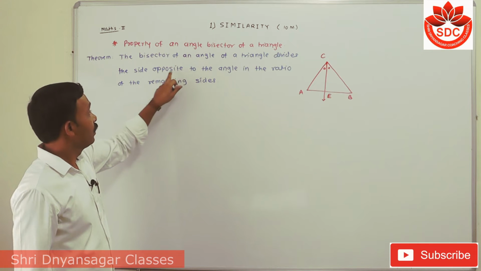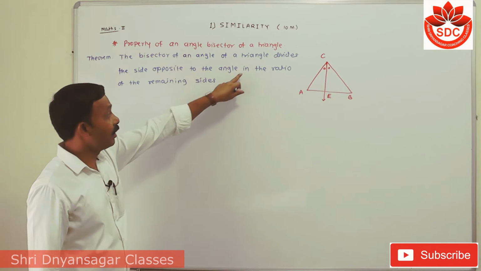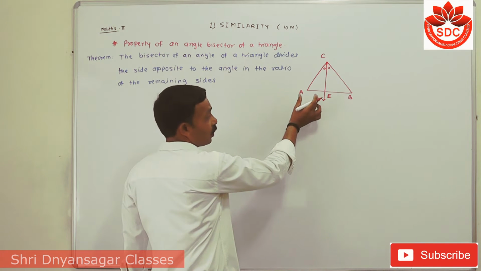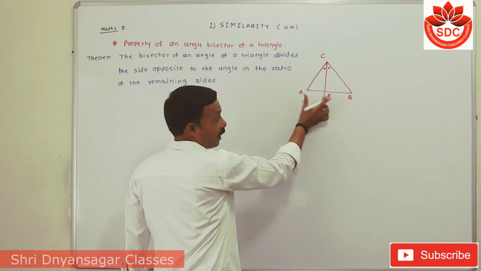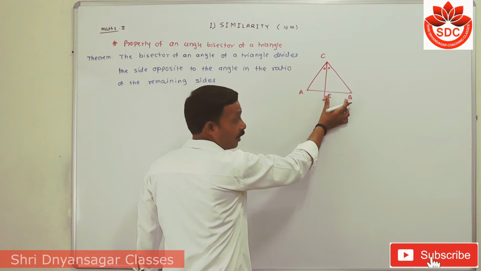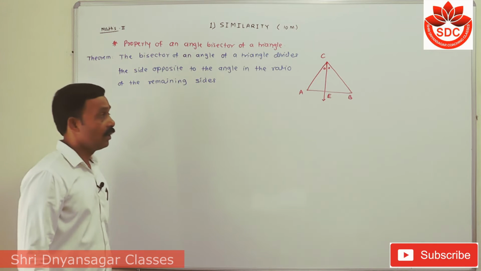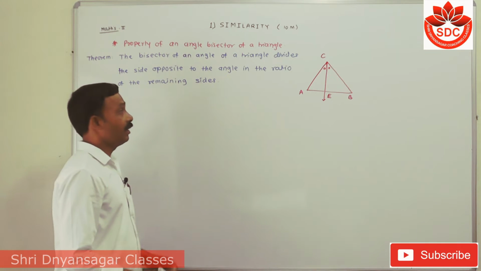Then the bisector divides the opposite side in the ratio of the remaining sides. It means we have to show here that AE upon EB, the ratio of the opposite side, is equal to the remaining side ratio, AC upon CB. For this, we take here its given.